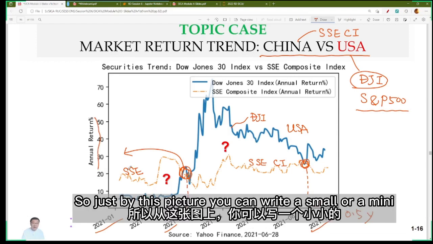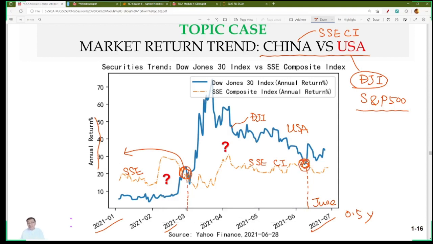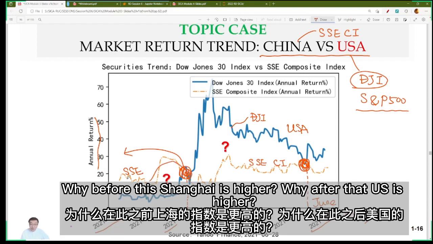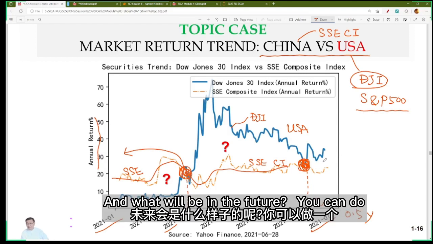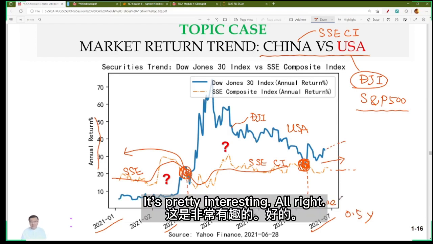So just by this picture, you can write a small or mini analyst report on that. You can imagine something at these two points. What happens? Why is Shanghai higher before this? Why is the US higher after that? Why are they close to each other here, right? And what will be in the future? You can do an estimation or a forecast. It's pretty interesting, right?